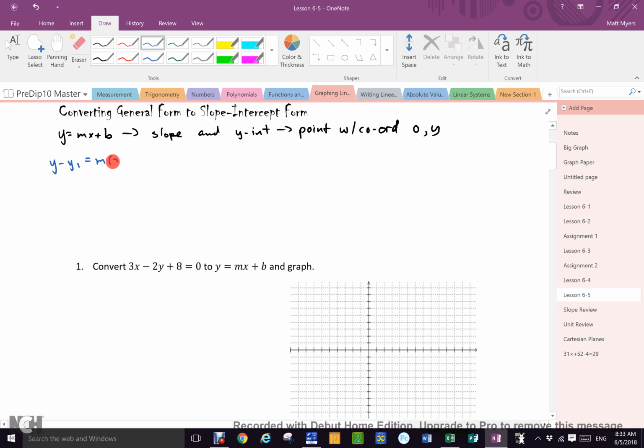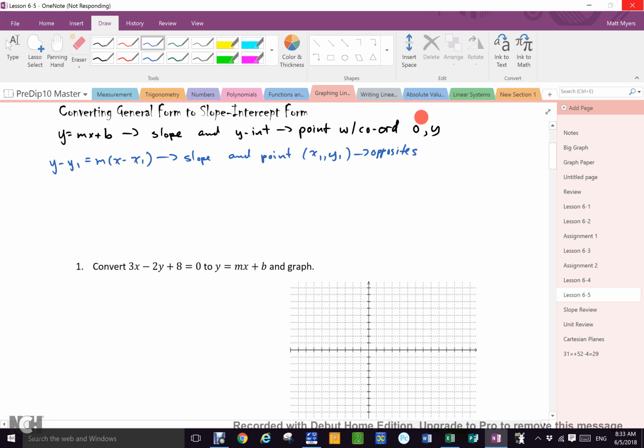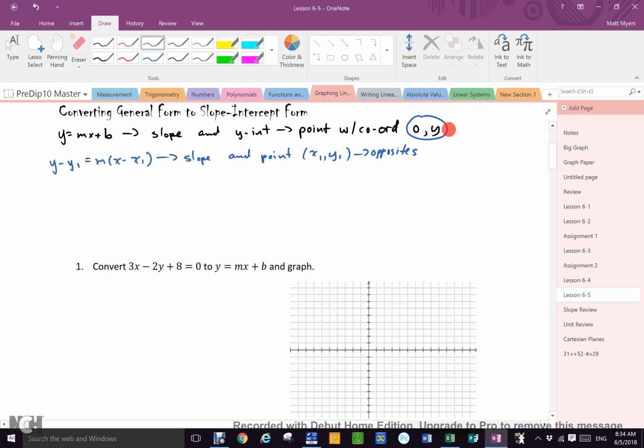All right. That led us into actual point slope form, which gives us, again, a slope and a point, which is x1, y1. But you had to remember it was negative y1 and negative x1. They were opposite. Now, could you use 0, y over here? Once you knew it as b, could you put it in here?